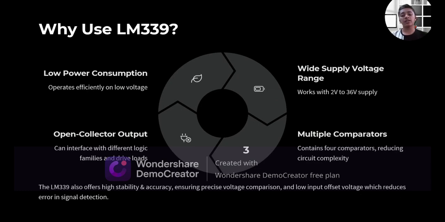Why do we use the LM339 instead of other comparators? The reason is it operates efficiently on low voltage. It provides a wide supply voltage range. It works with a 2 volt to 36 volt supply and contains 4 comparators, reducing circuit complexity. And it can interface with different logic families and drive loads. The LM339 also offers high stability and accuracy, ensuring precise voltage comparison and low input offset voltage, which reduces error in signal detection.